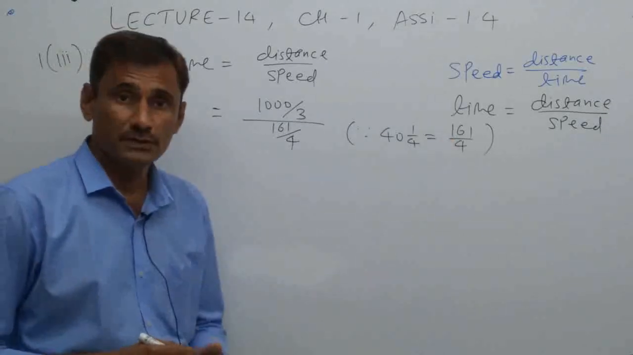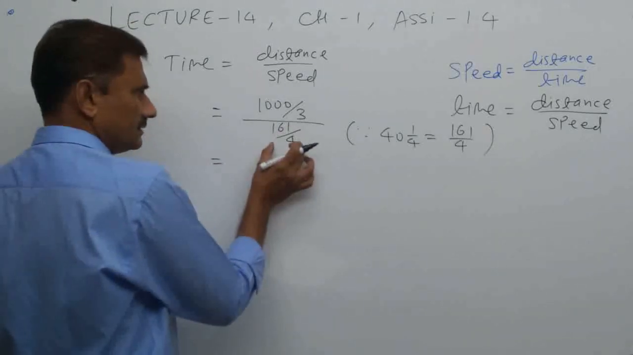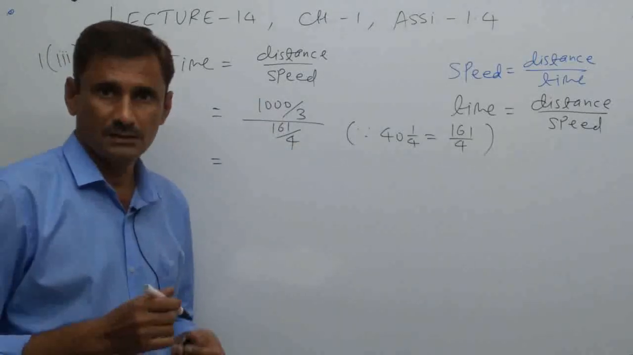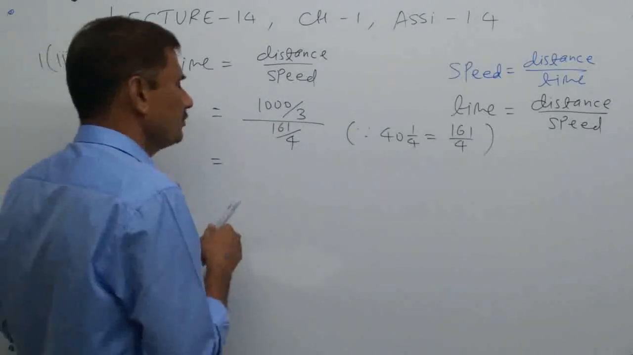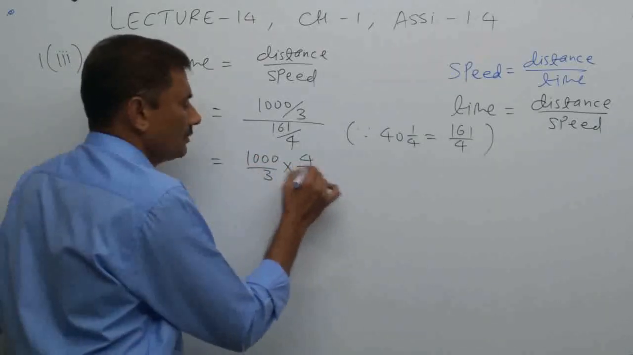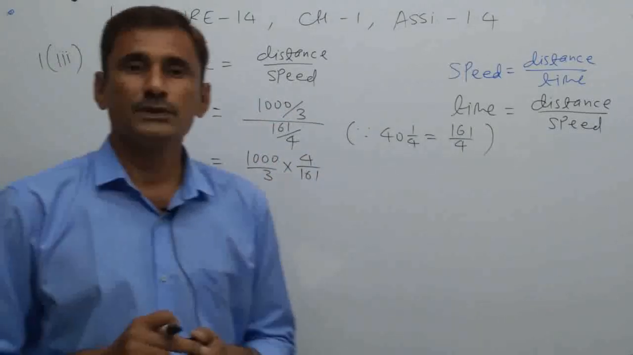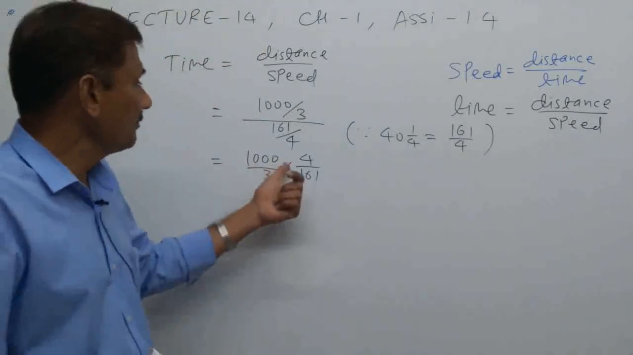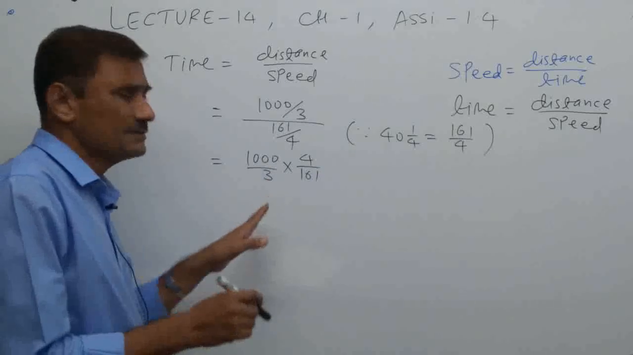Okay, you know how to convert a mixed fraction into an improper fraction. Now, if it is division, meaning a fraction is in the denominator, you just bring it into the numerator by inverting it. Meaning division is converted into multiplication. We already practiced so many times. So this is 1000 upon 3 into 4 upon 161. Okay, I just inverted it and wrote multiplication. So a denominator fraction can be brought into the numerator by inverting it. Now I think no simplification or cutting is possible here.